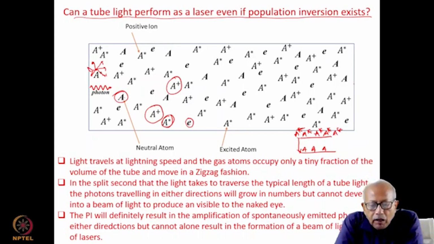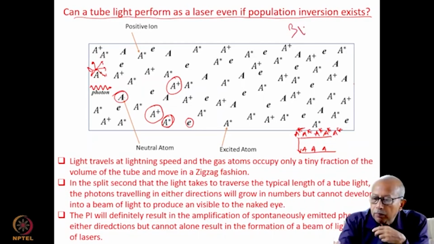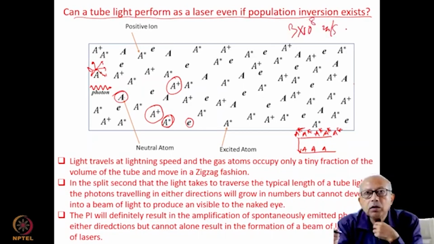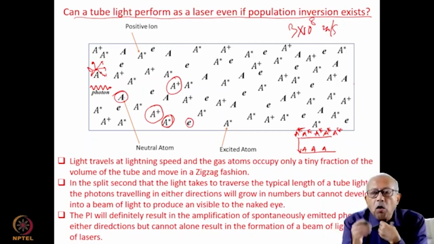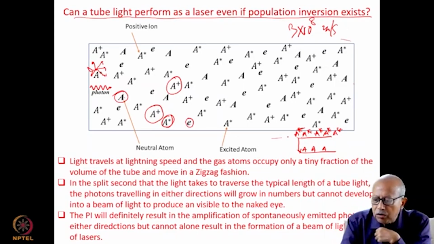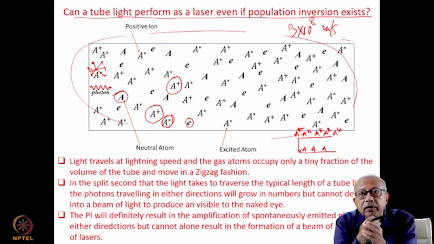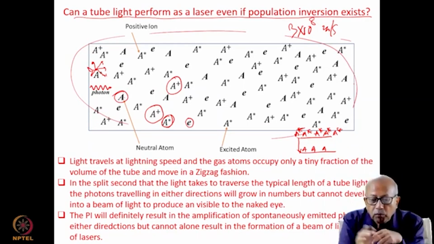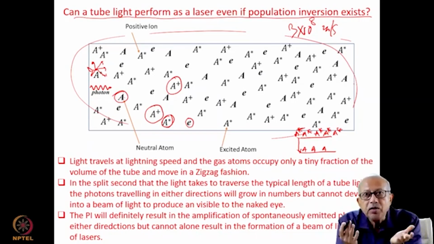Well, as you know, light travels at lightning speed, 3 into 10 to the power 8 meters per second to be precise. And these gaseous atoms occupy only a tiny fraction of the total volume of this discharge tube. And they move in zigzag fashion, as we already know from kinetic theory of gases. Therefore, most of the space in this volume is actually empty.